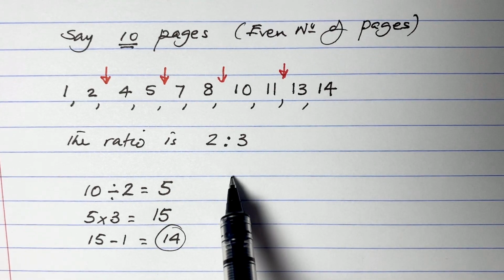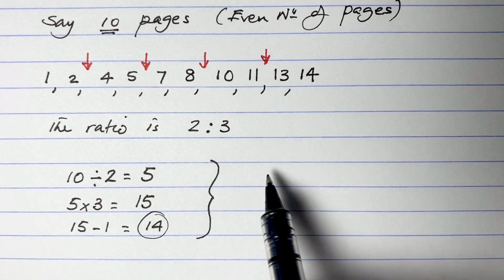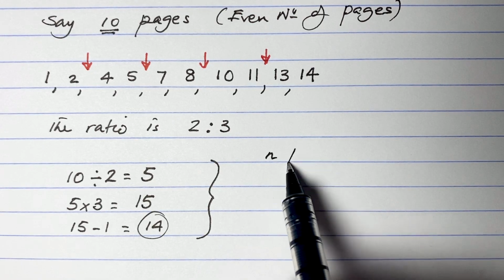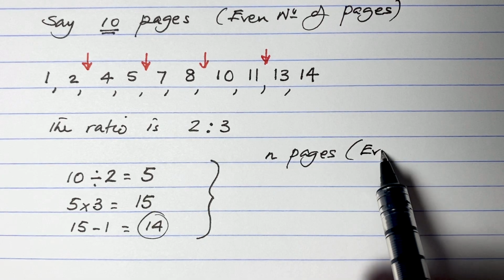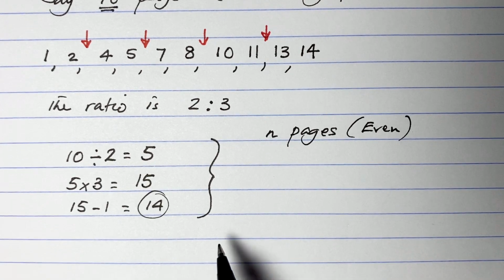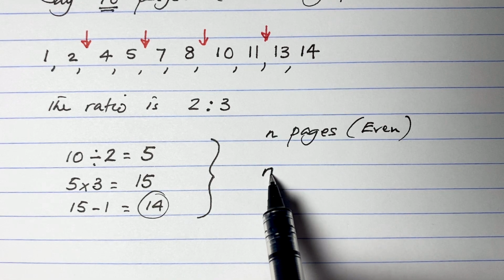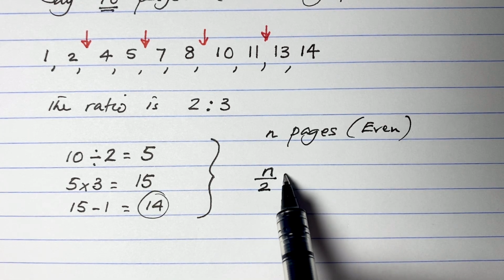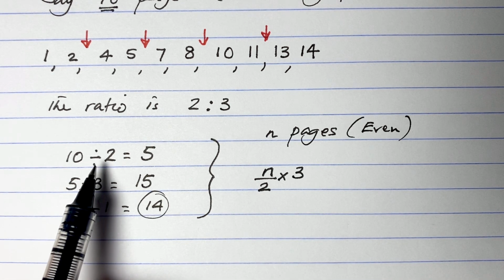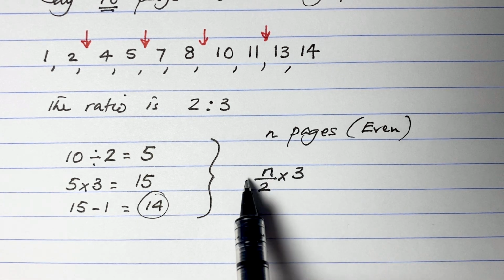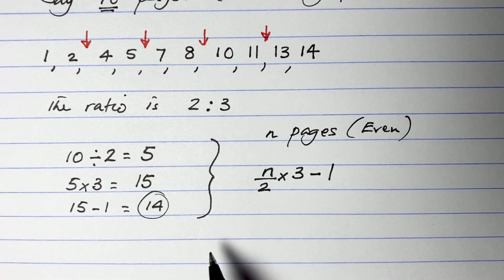So as a general formula, if I had n pages, and n is even, what I did was divide n by 2 and multiply by 3. So divide by 2, then multiply my answer by 3, and then at the end I removed 1.